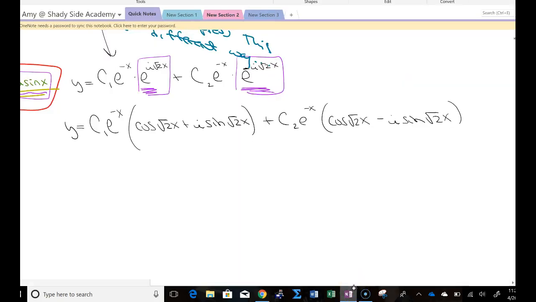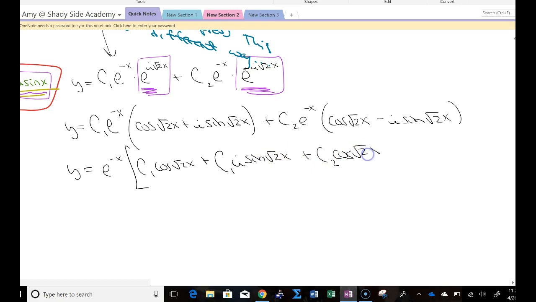All right, here we go. Okay, Nick, thank you very much. All right, ready? Let's keep going with the algebra. I'm going to factor e to the negative x out of both of these, and at the same time distribute C1 and C2. So just be really careful. e to the negative x is factored out of the whole thing. Then I'm going C1 cos radical 2x plus C1 i sine root 2x plus C2 cos root of 2x.